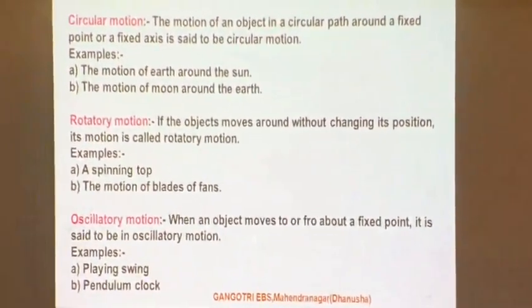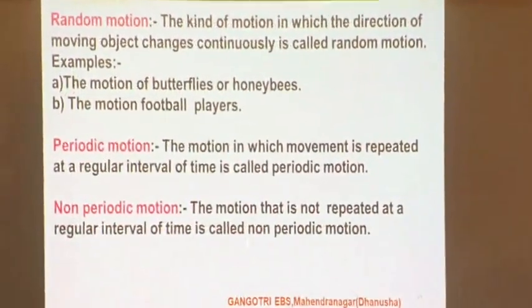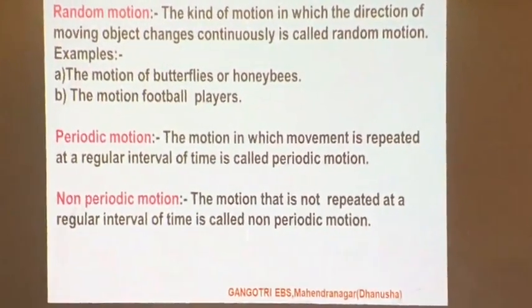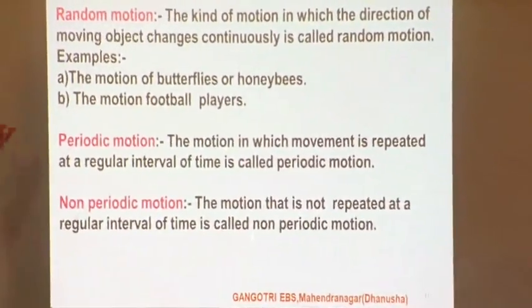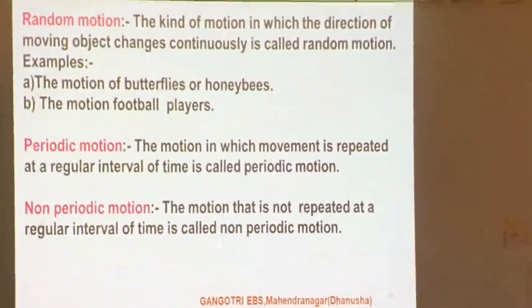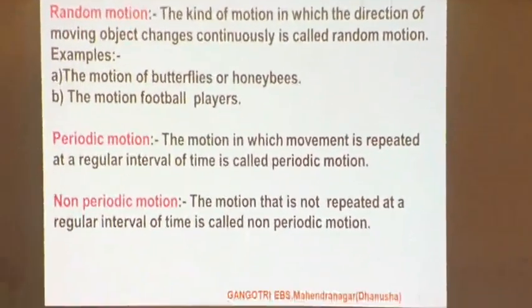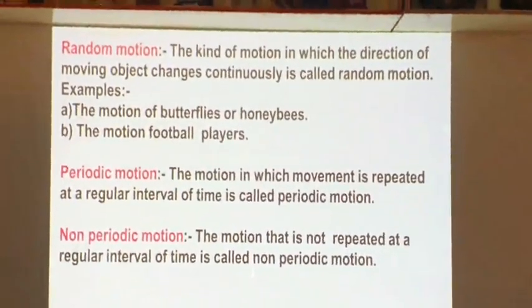Now we are going to study the next slide, that is random motion. The kind of motion in which the moving object continuously changes its direction is known as random motion. Examples: the motion of butterflies or honeybees. The motion of a football player or hockey player, you can also take, they are random motion.